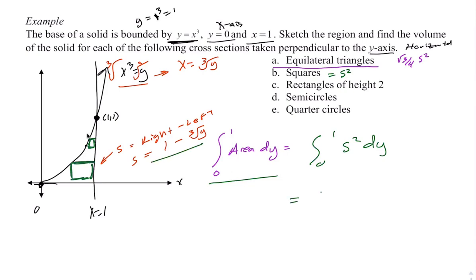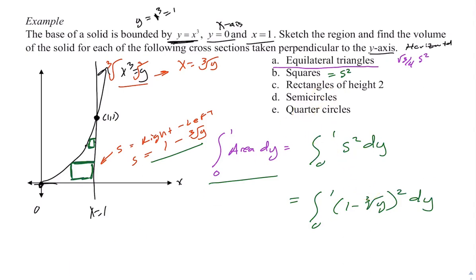So my formula is just going to be the integral from 0 to 1 of (1 minus cube root of y) squared dy. Again, all we're doing is plugging our s, our length, how long is the side, this function, into the area formula, which is right here, s squared. So we get that, and that is it. A lot easier if you know the formulas. So that's it for B.